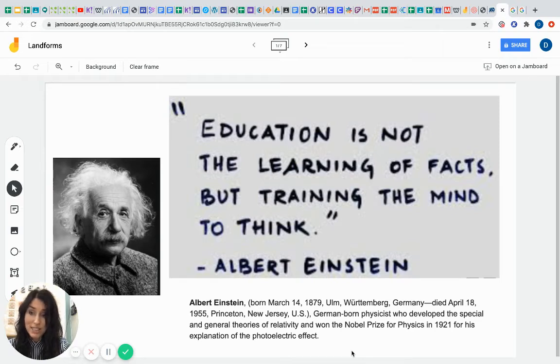About landforms and how that affects us and how it affects animals and the way that they are able to adapt. So let's begin.